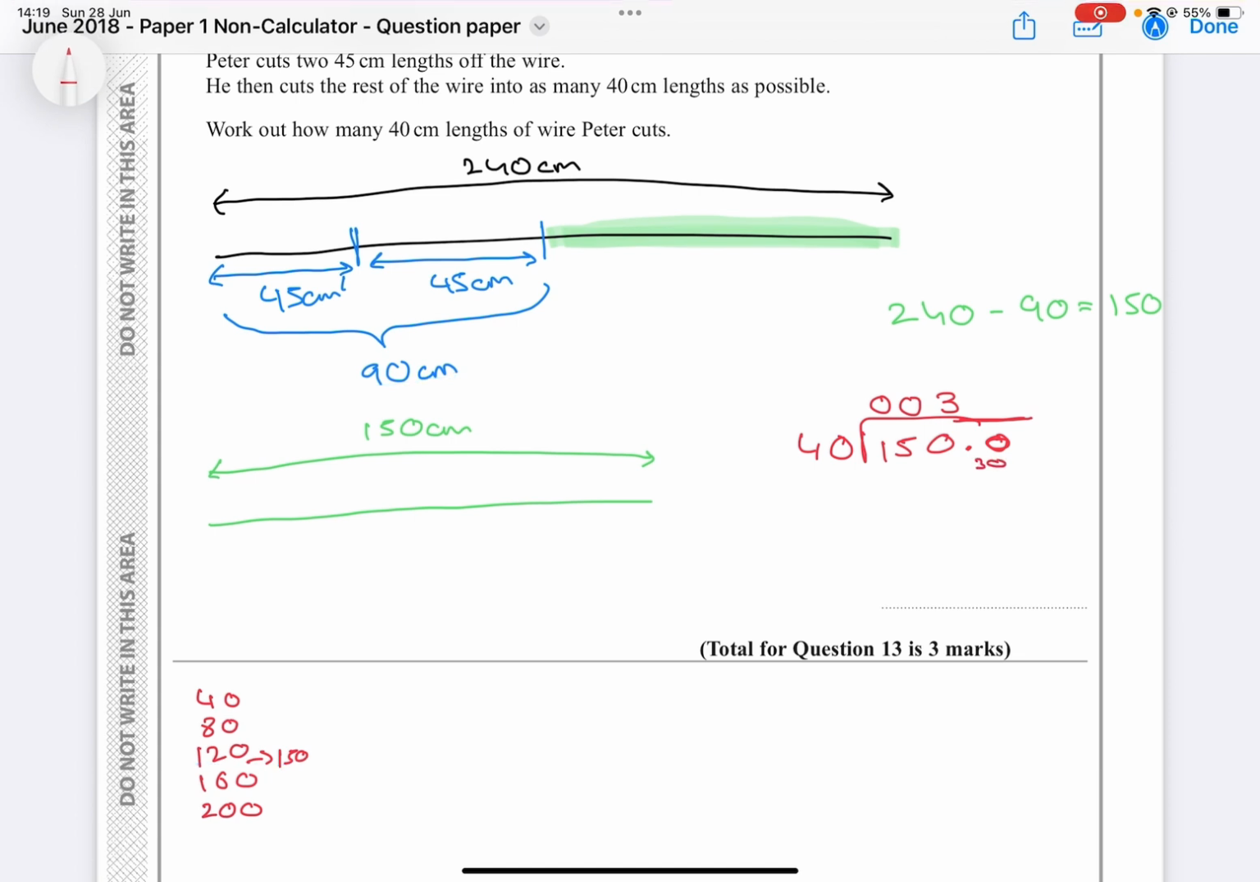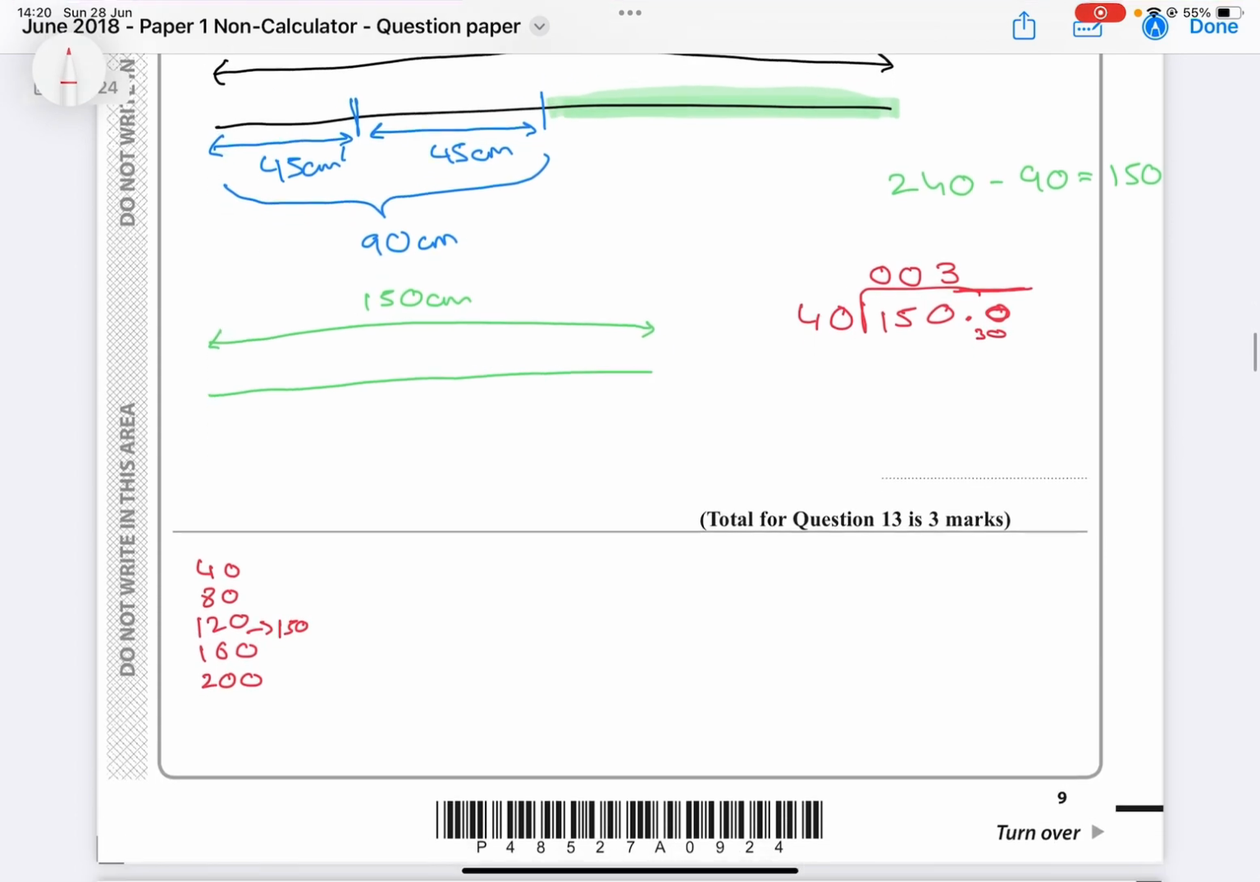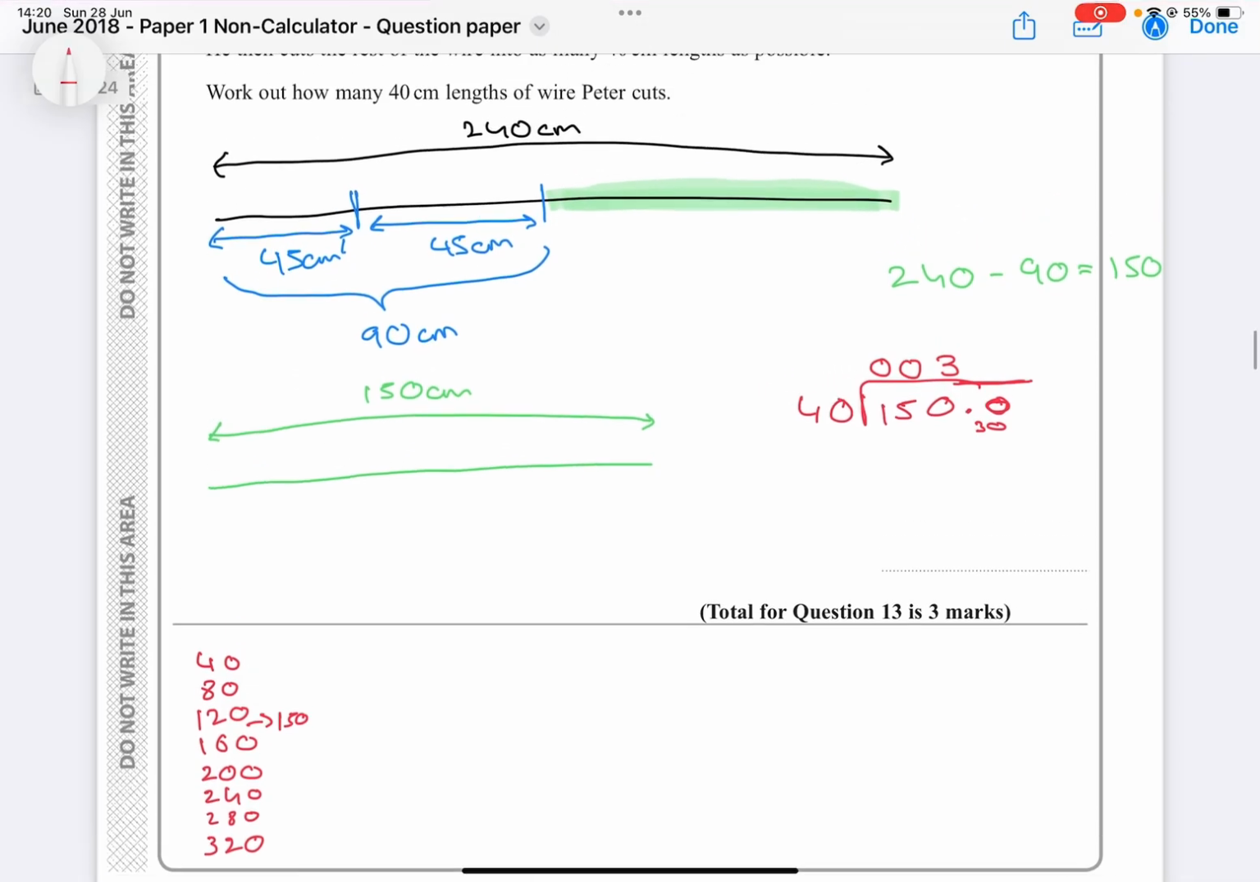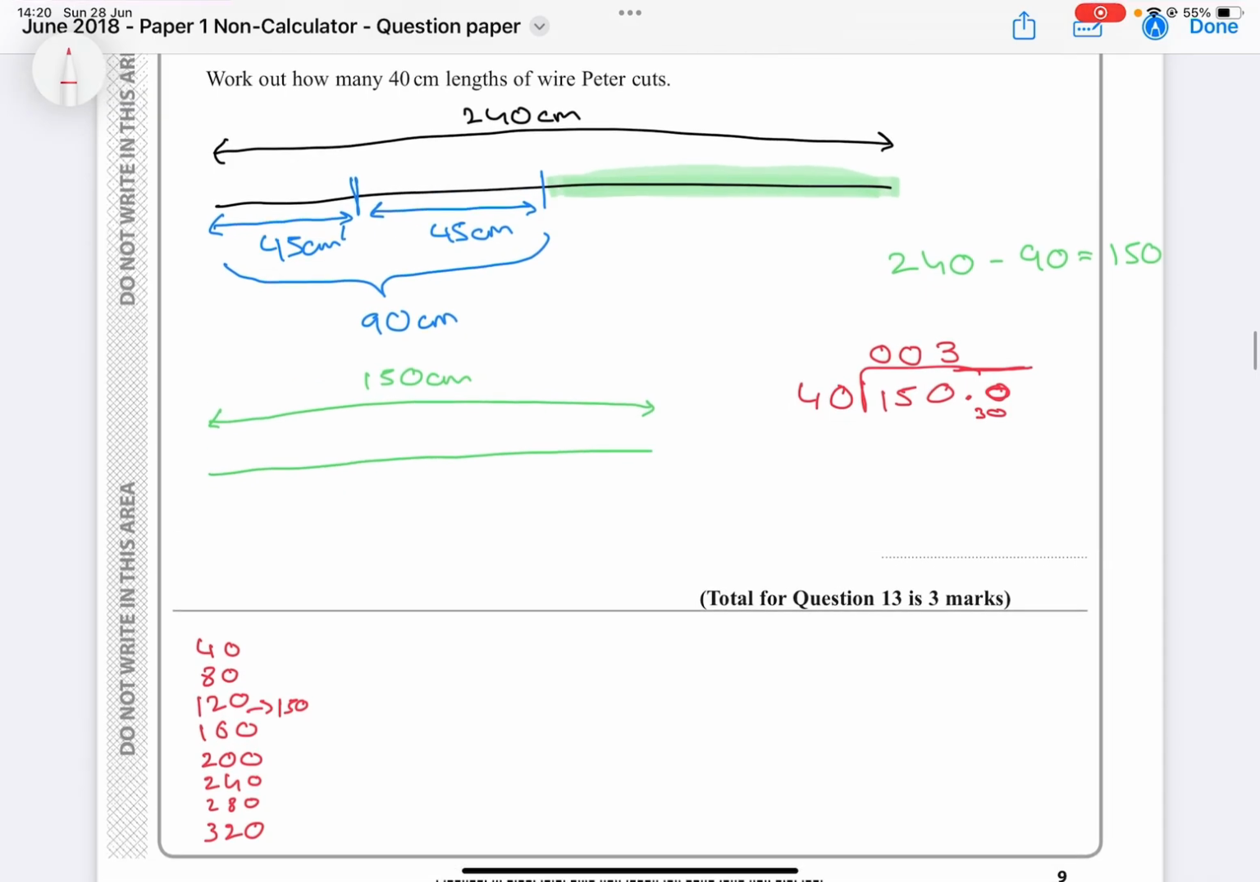So our new number is 300. So we're just going to continue with our times table. So we're at 200. So now we need 240, 280, 320. So we want 300. So 300 is somewhere here.